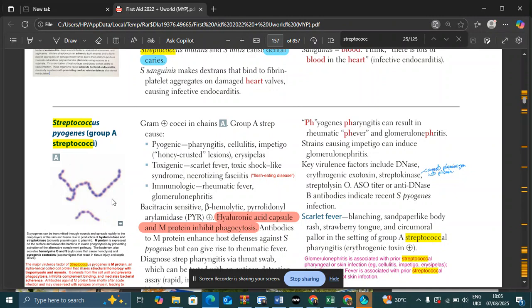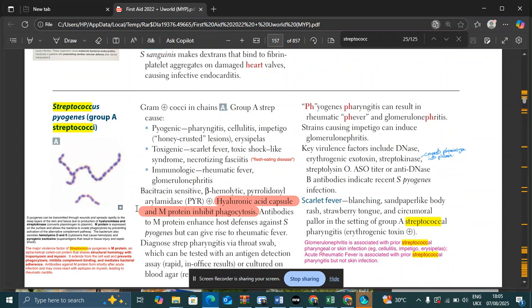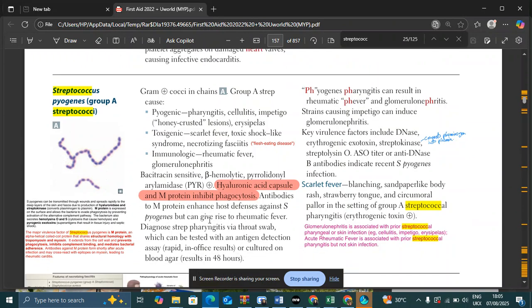Okay. So here it says that antibodies to M protein enhance host defenses against Streptococcus pyogenes, but can give rise to rheumatic fever. Okay, and pharyngitis is usually diagnosed via throat swab, and we also do blood cultures and blood agar to diagnose pharyngitis.